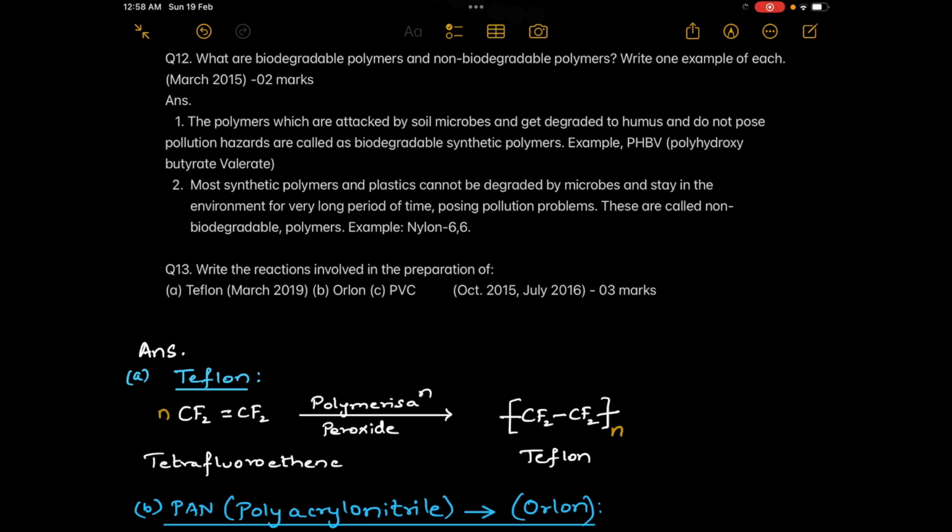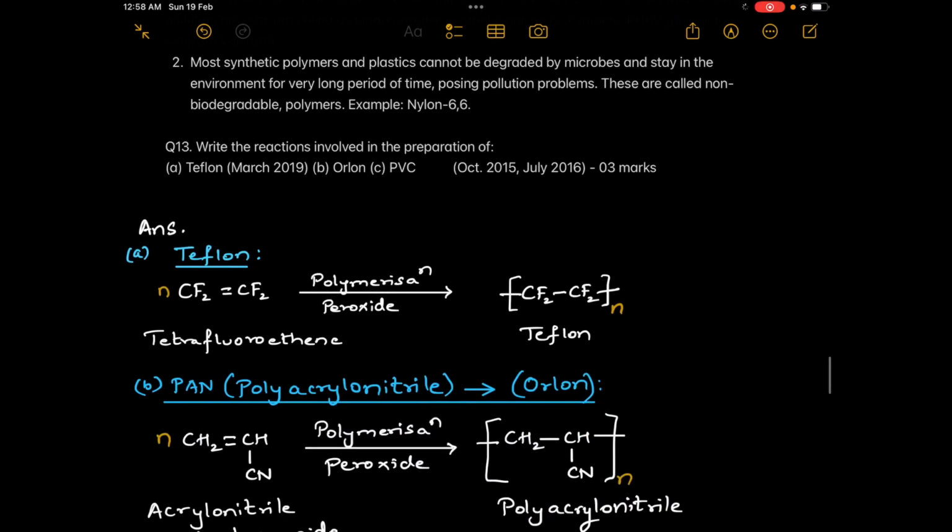The second part is non-biodegradable polymers. Now, most synthetic polymers and plastics that cannot be degraded by microbes and stay in the environment for very long period of time, posing pollution problems, are called as non-biodegradable polymers. Example can be nylon 6,6. Let's move on to the next question.